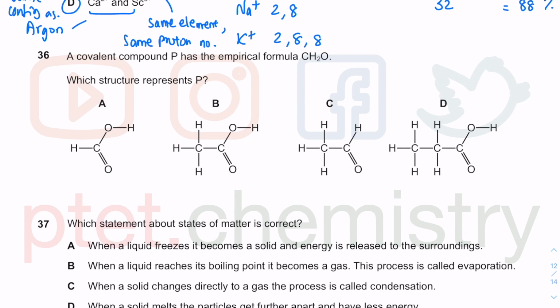Question 36, you have a covalent compound. These are empirical formula, simplest whole number ratio of atoms. So we work out, this is 1 carbon, this is 2 hydrogen, and 2 oxygen. There is only 1 oxygen there, there is 2 oxygen there, so you know A is wrong.